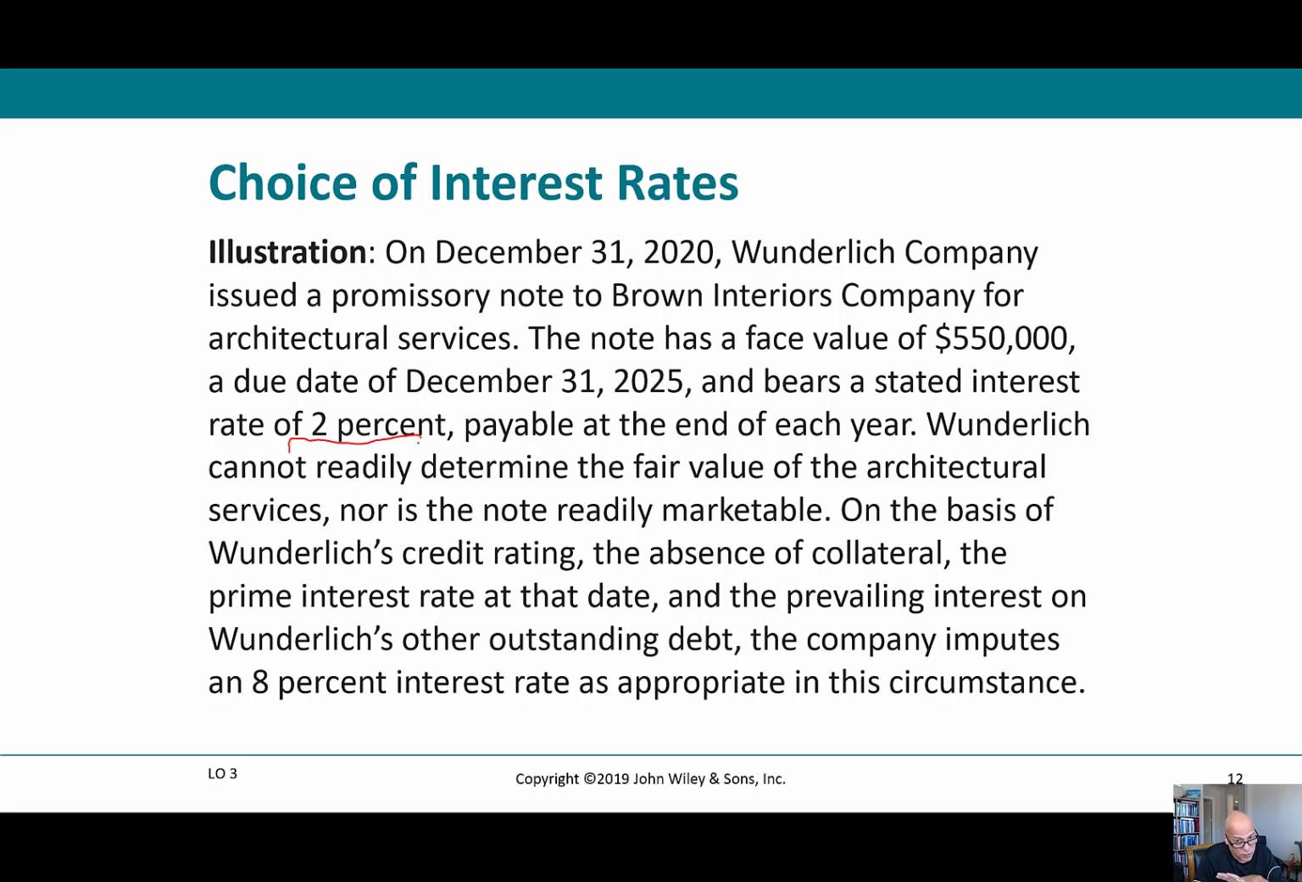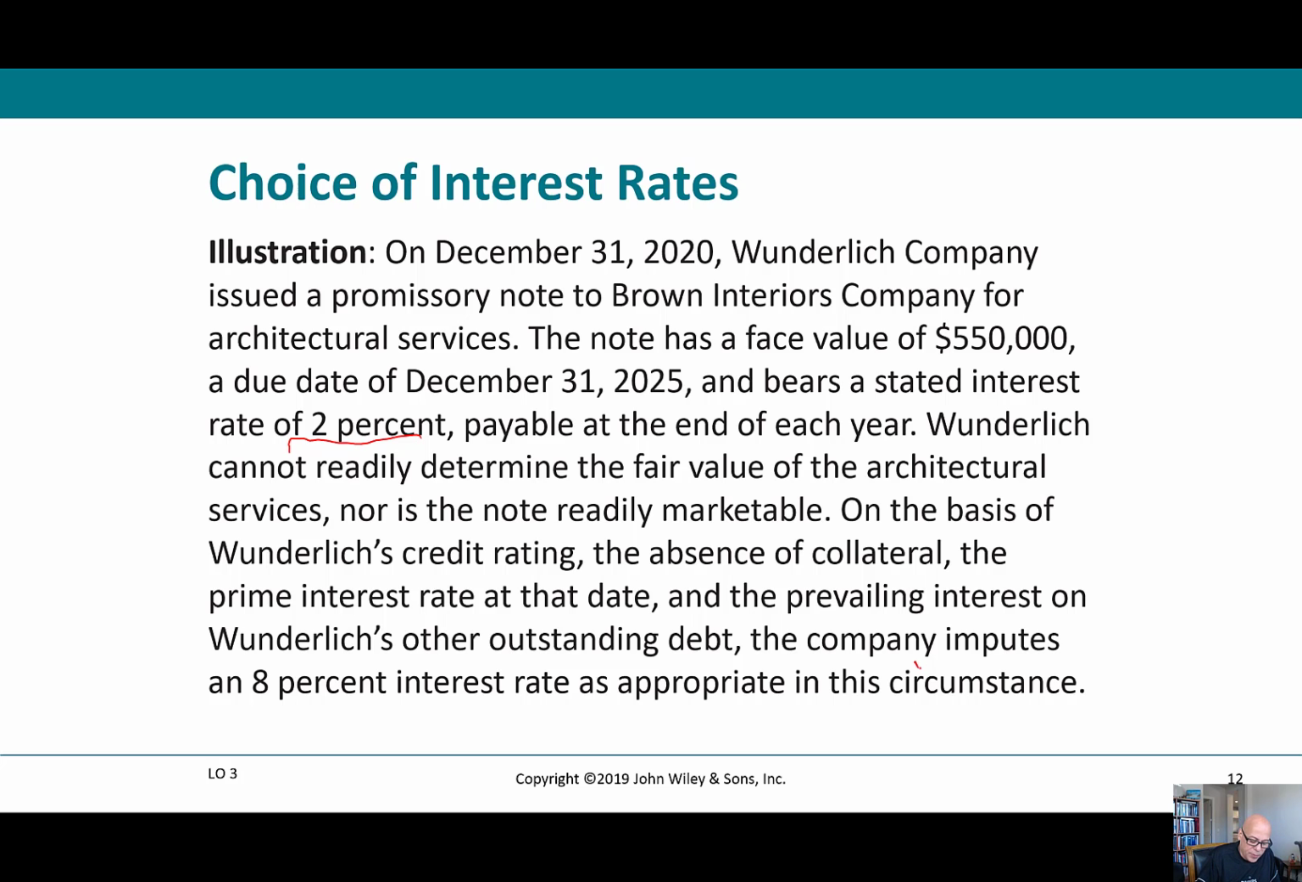Okay, now we know we're going to have to start searching for an appropriate interest rate on this, because for the architectural services, we don't have a readily determined market, nor is the note readily marketable. In other words, it's not something that is traded on a day-to-day basis on an exchange or something like that. So on the basis of Wunderlich's credit rating, the absence of collateral, the prime interest rate at the date, the prevailing interest rate, and so on, you go through a process where you come up with a reasonable market rate for this note.